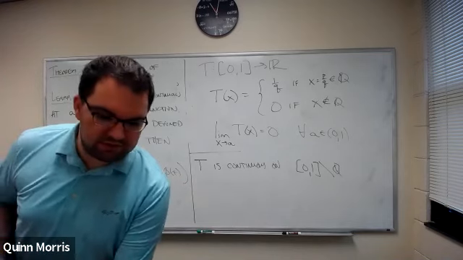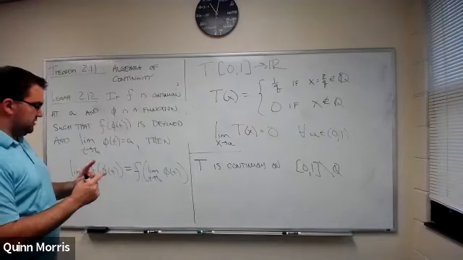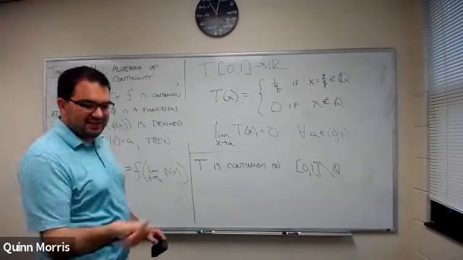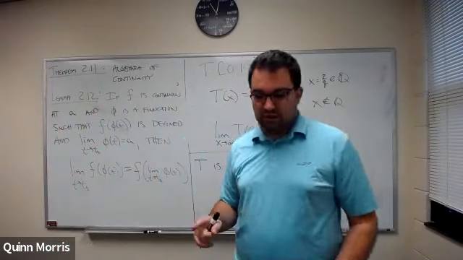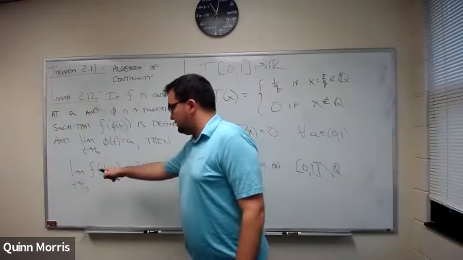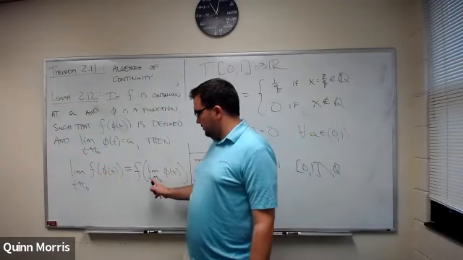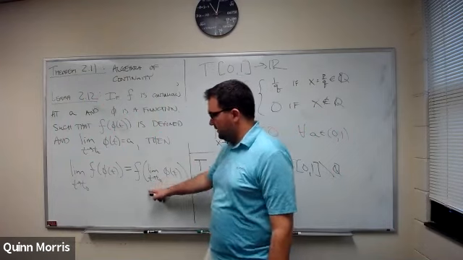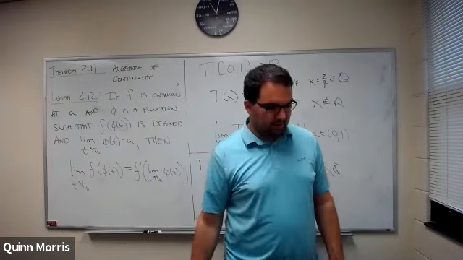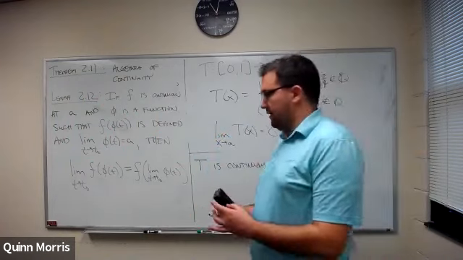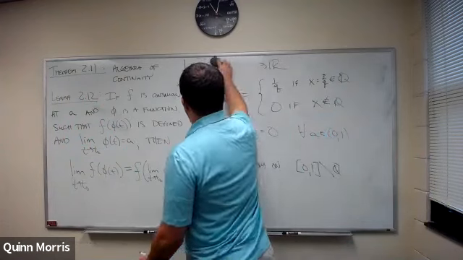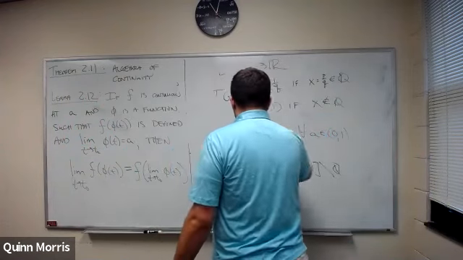So essentially what is this doing? This is allowing us to push limits inside of continuous functions. This usually isn't the way you apply it, but it also says that you can do the reverse. If I have this limit inside, I can push it outside. That does come in handy from time to time, but the way it's written and often applied is not in that direction.